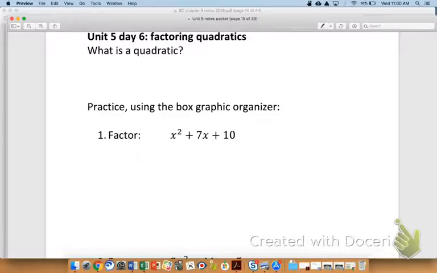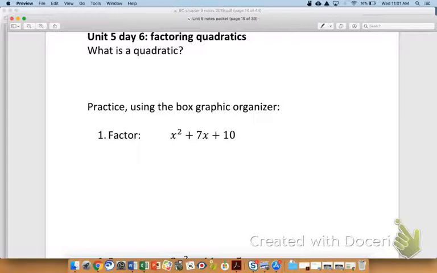Okay, so what we're going to be working on for the next 3 or 4 days is basically taking all that you guys learned about multiplication and reversing it. Yesterday was kind of the start of that. So today's topic is called factoring quadratics. And quadratic, of course, is sort of a scary sounding, very mathy kind of word. So I thought it would be worthwhile for us to talk about what is a quadratic.